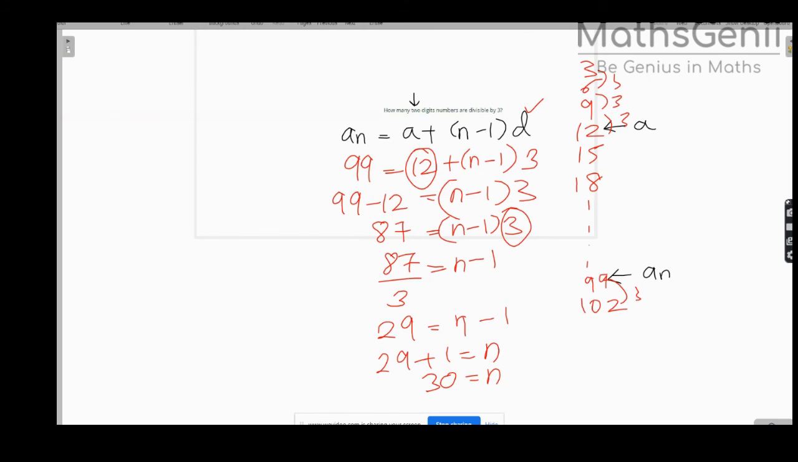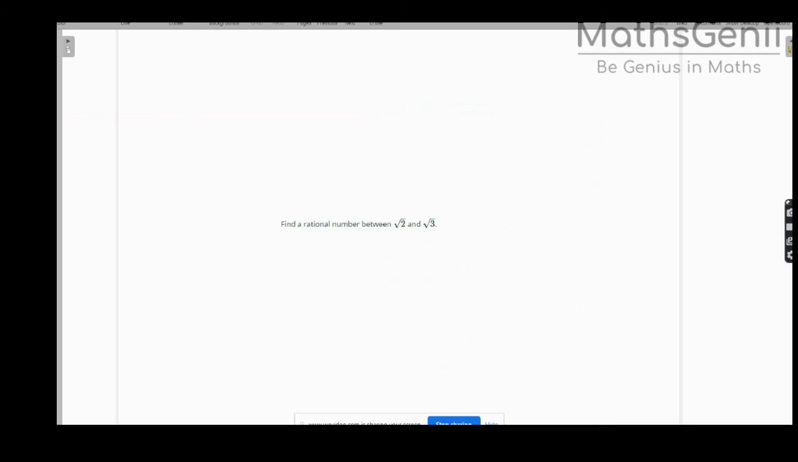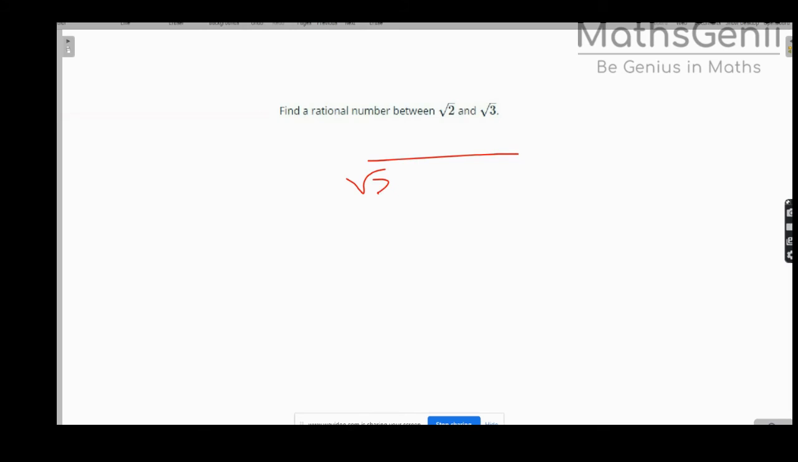And a similar question had come in your paper for numbers divisible by 7. So here the question is for 3. One more question had come, divisible by 7. So this is a very easy question. Root 2 value and root 3 value you just need to know. He is asking you any number between root 2 and root 3. Any number. So root 2 value is 1.4.